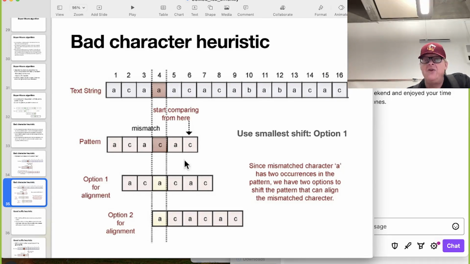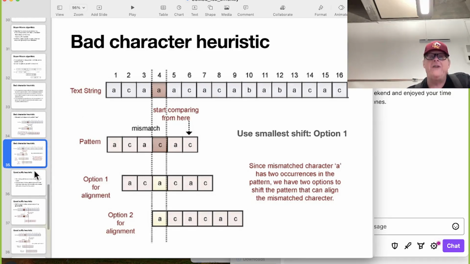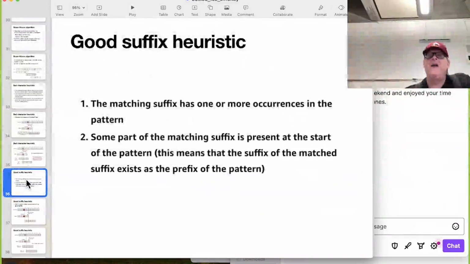So that's the game. You just take every previous occurrence of that character, which the previous algorithm ignored, and try shifting it by the smallest amount necessary to make that character line up again. All right, that's the bad character heuristic. Now the good suffix is where you match from the end and you find one or more occurrences in the pattern.